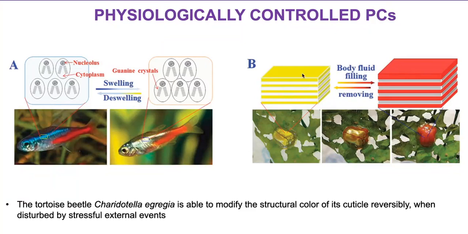Now, guanine has a 1.83 refractive index, whereas cytoplasm is close to water, around 1.4. And so this alternating layer, when, for example, this beetle is attacked by a predator, or you touch it, you will see the color change immediately to red within a few seconds. This is because it is able to excrete some body fluid that will fill this cavity or change the refractive index, which eventually changes the color of this object. This is a dynamic and physiologically controlled color.